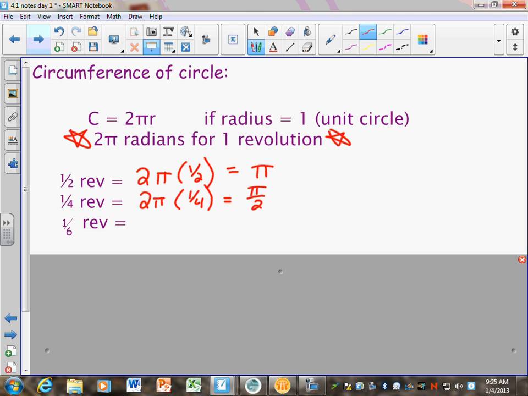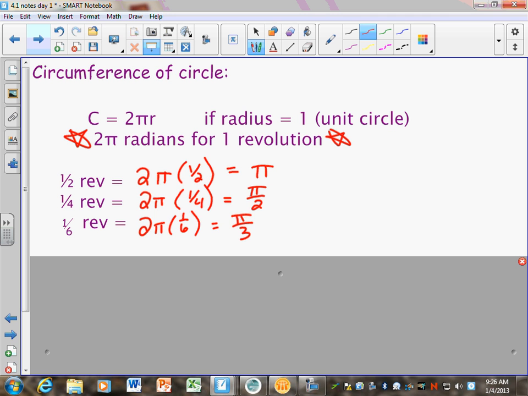Let's do one more. What about if I just wanted to go 1/6 of the way around the circle, and I want to know how many radians are in 1/6 of a circle? I'm going to take 2 pi times 1/6, which is basically just 2 over 6. And what does 2 over 6 reduce to? 1/3. So 1/3 pi is the same as just saying pi over 3. You don't have to put the 1.